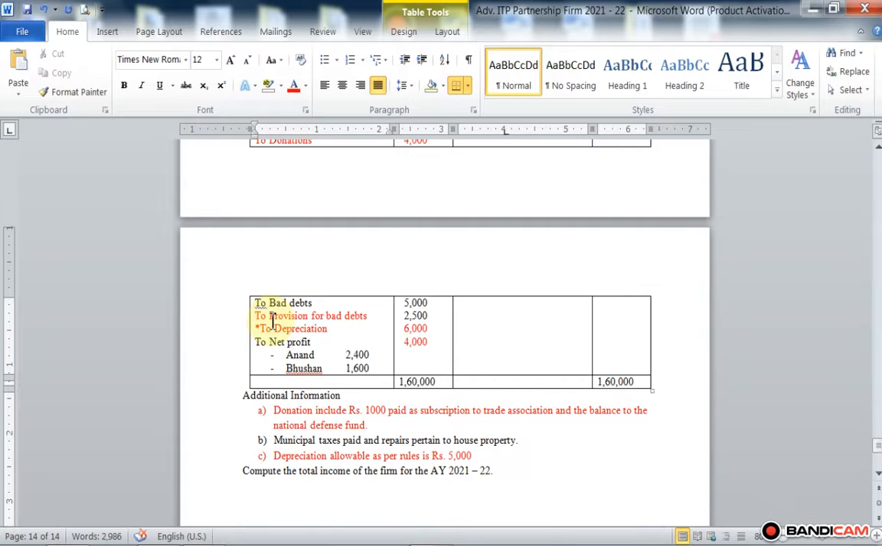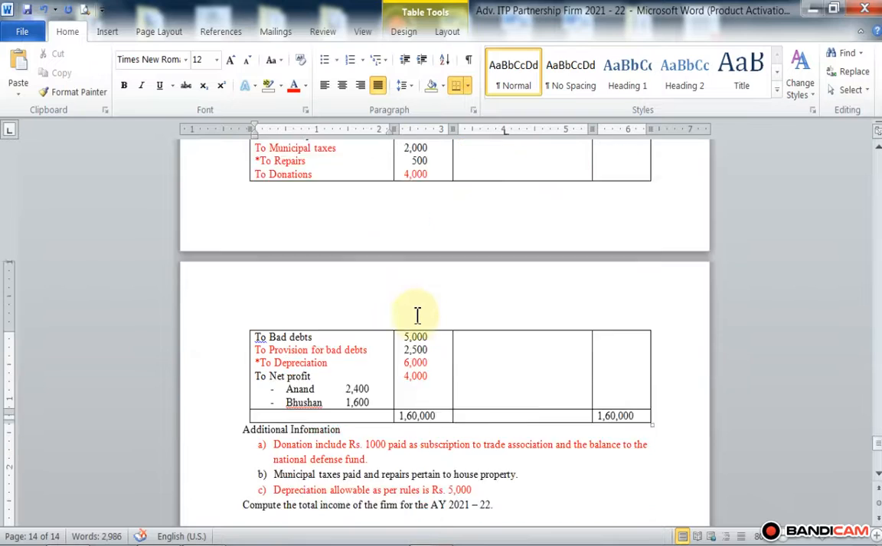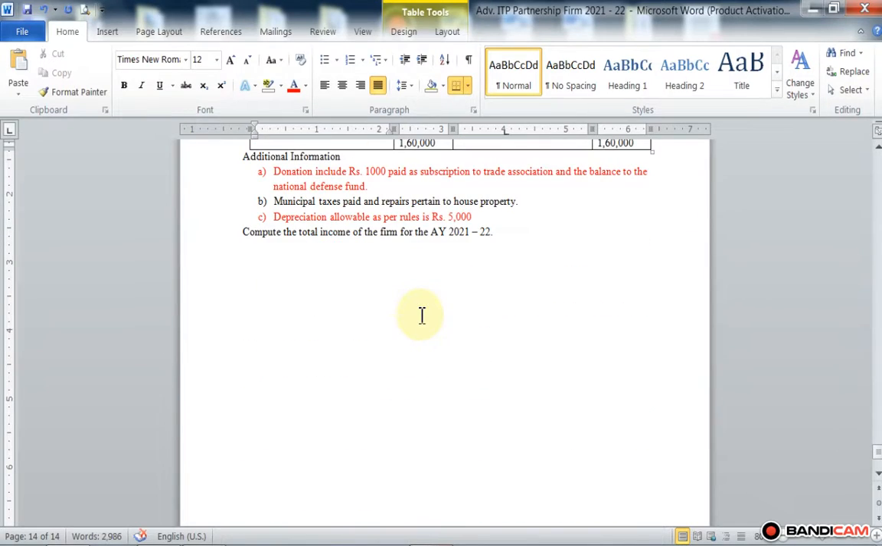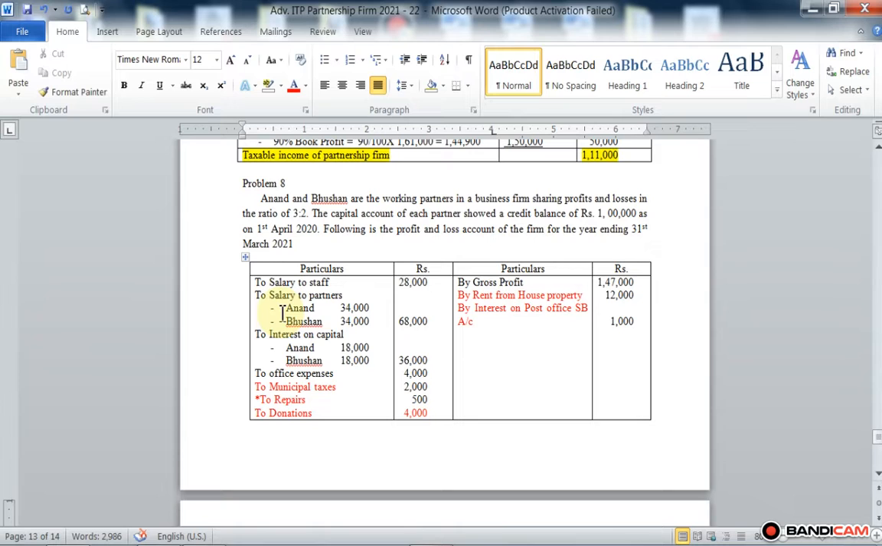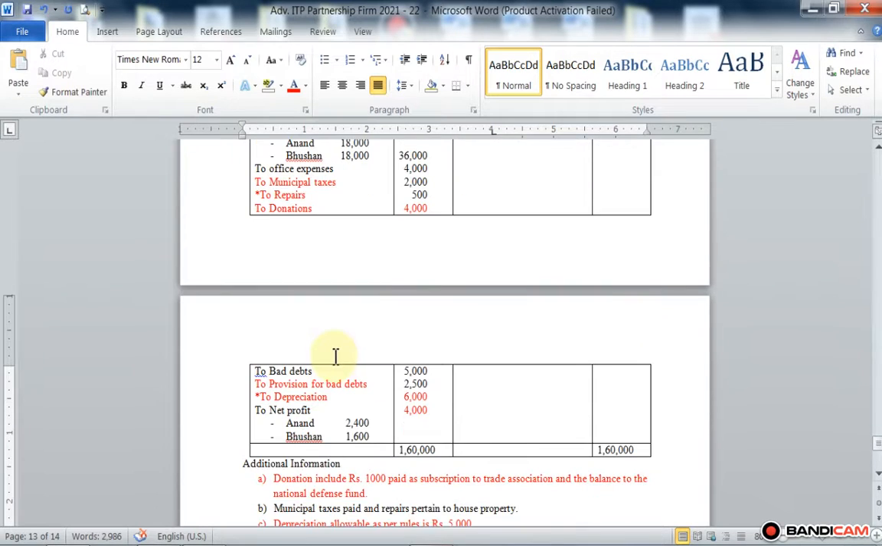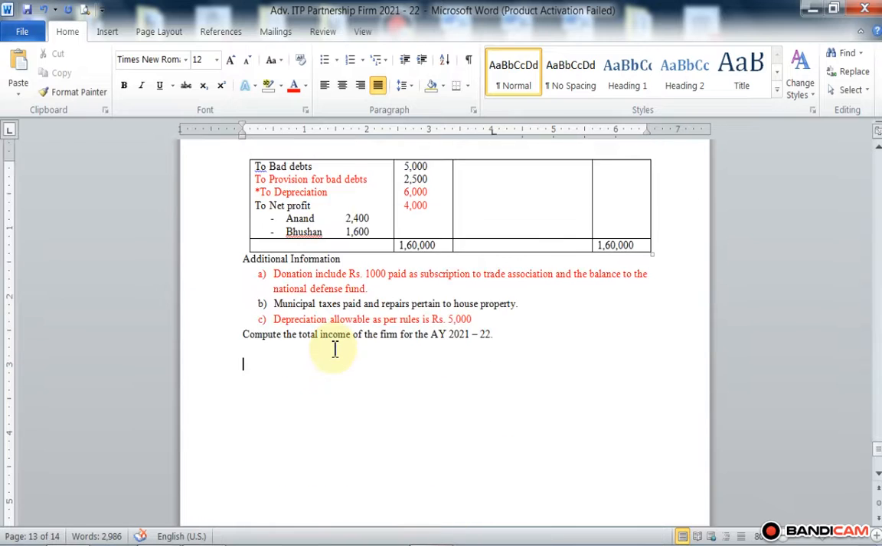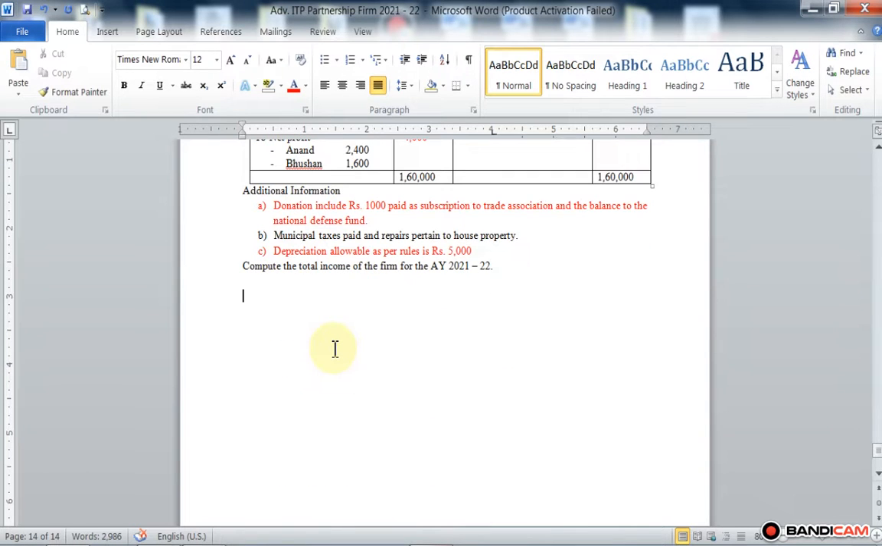Okay, with the help of the above information provided by the partnership firm, we have to compute the total income of the partnership firm for the assessment year 2021-22. So here we identify the expenses which are not relating to the partnership firm, and we identify the income earned from other sources. For preparation of the solution, it is very easy while we identify the expenses and incomes which are not relating to the partnership firm. Okay, so here solution.